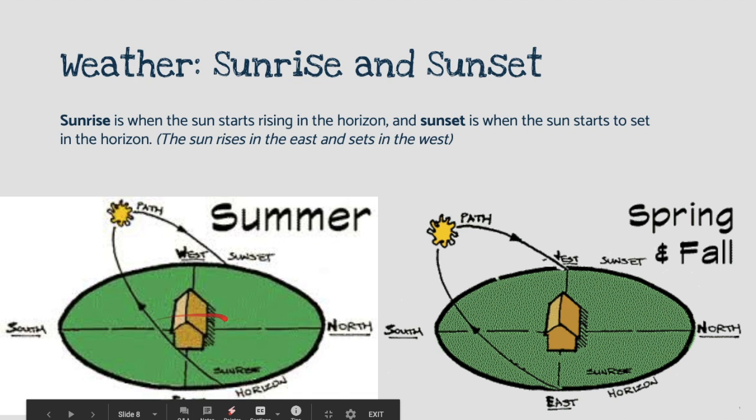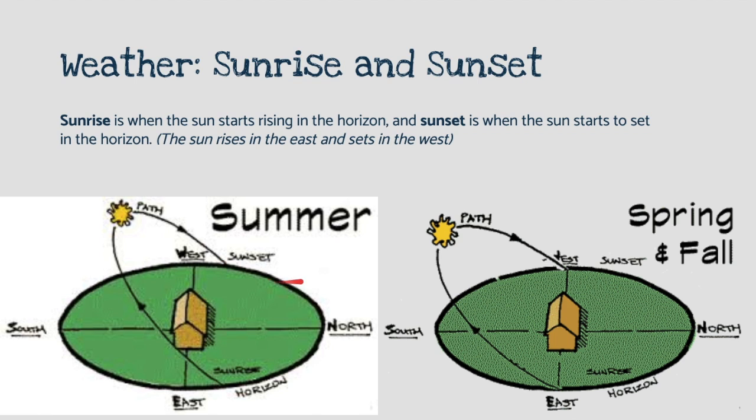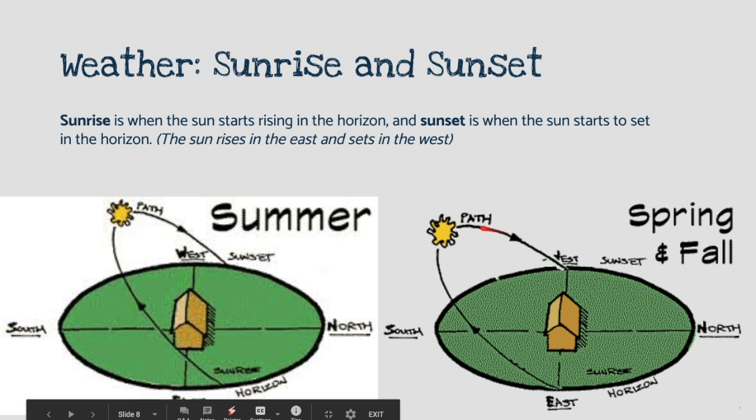This is your house. Let's pretend you're in your house. Your house faces west, which is a cardinal direction, right? So it starts in the east, goes across the sky, sets in the west. Not directly in the west, but mostly in the west. And then this is the path of the sun in spring and fall. So it's a little lower than the one in the summer. We'll get to that a little bit more in just a moment.